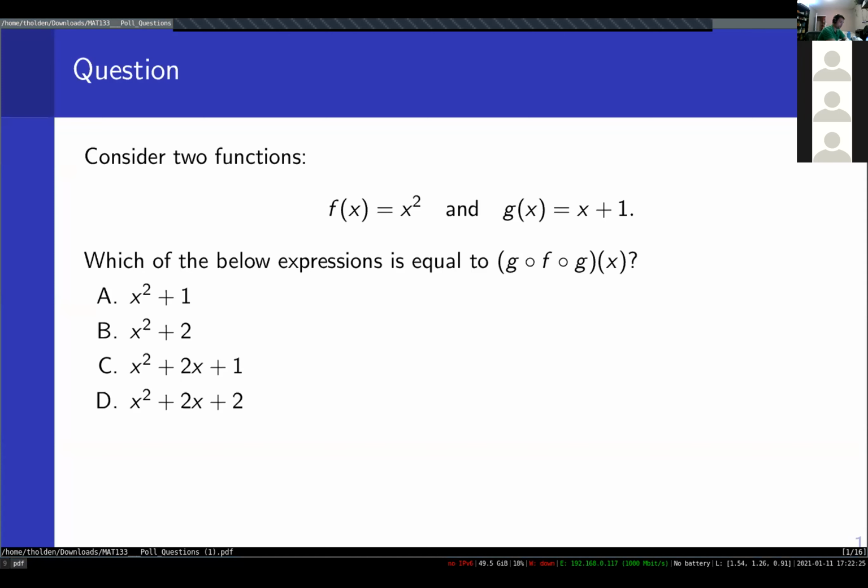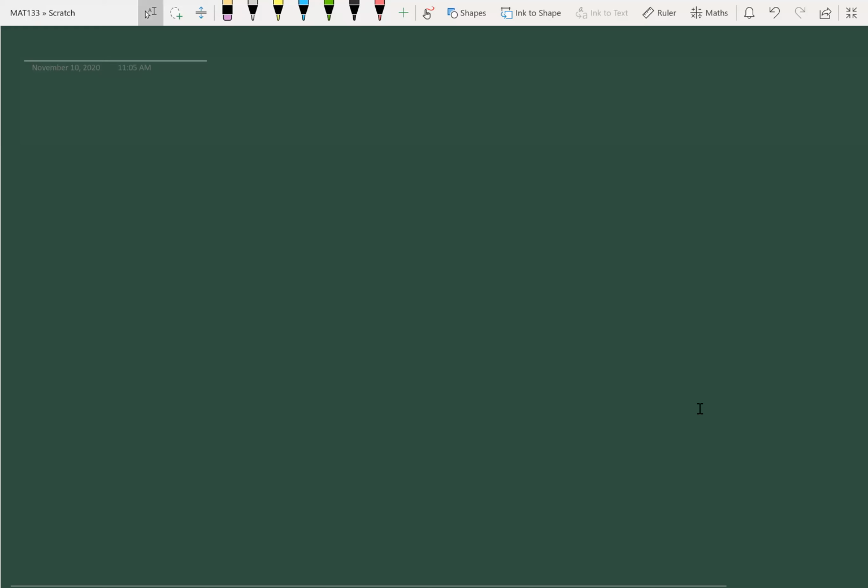But let's run through it nice and quick, just so we're all on the same page. And again, my setup here is a little bit different. All right, so what do we have? We have f of x is the function x squared. We've got g of x is x plus 1. So we want to compute g compose f compose g.